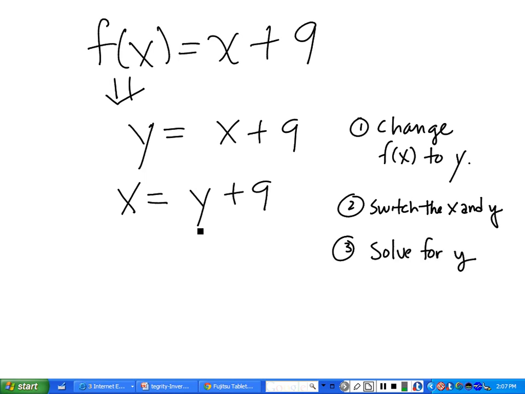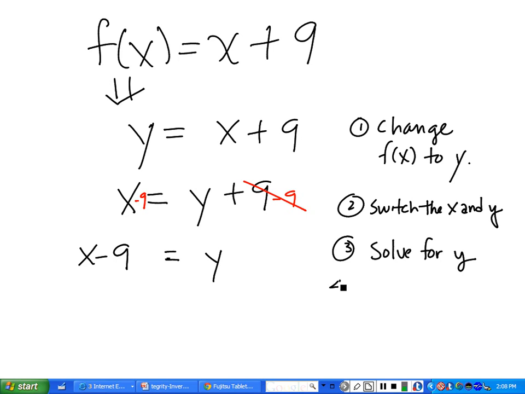So in order to solve for y here, we have y plus 9. We want to get rid of the plus 9 on this side, so we're going to have to subtract 9 from both sides. Now when we do that, 9 minus 9 goes away. That's what we wanted. And we have y on this side, and we have an x minus 9 on this side.